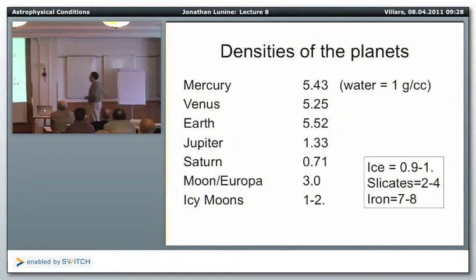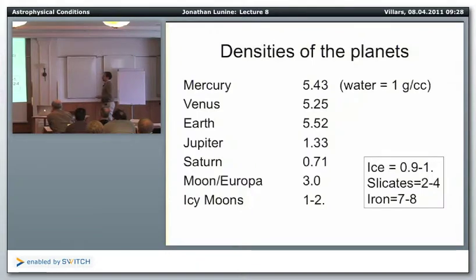Silicates vary from 2 to 4 grams per cc, and metals, represented by iron, are 7 to 8 grams per cc. So here are the rocky terrestrial planets: Mercury, Venus, Earth, Jupiter and Saturn, the moon, our moon, or Europa, and then typical ranges for icy moons between 1 and 2. Now, you can immediately classify objects as kind of terrestrial and outer planet. There are some subtleties here, though.